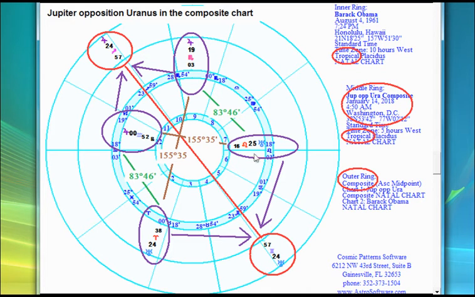Let's look at this green one. This says that transiting Jupiter, because the middle ring is transit and the inner ring is natal, transiting Jupiter to natal Uranus is the same distance as transiting Uranus to natal Jupiter. In other words, it's the same distance but different phase angle. Okay? Well, I'm not even thinking about phase angle. Let's just say that they're the same.